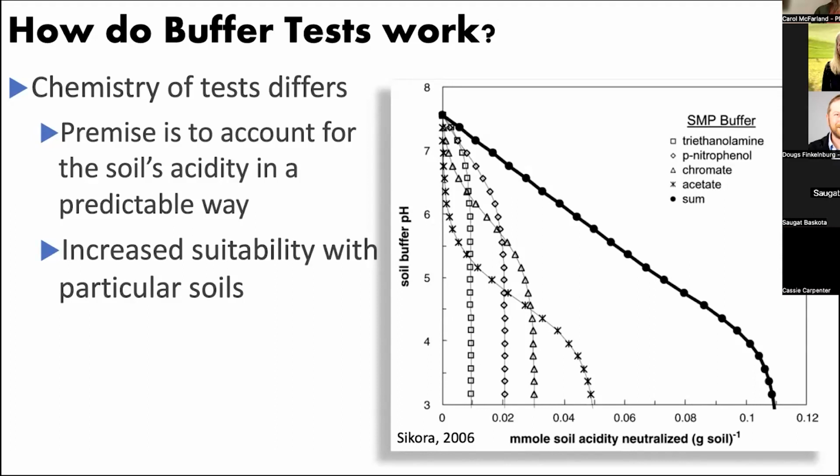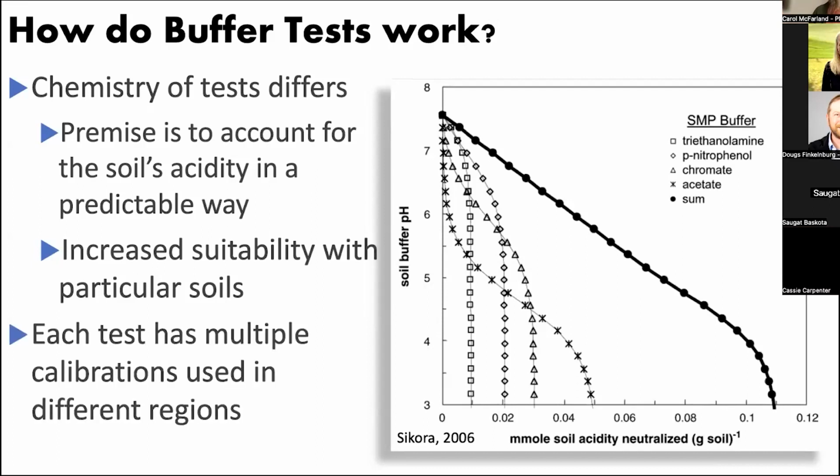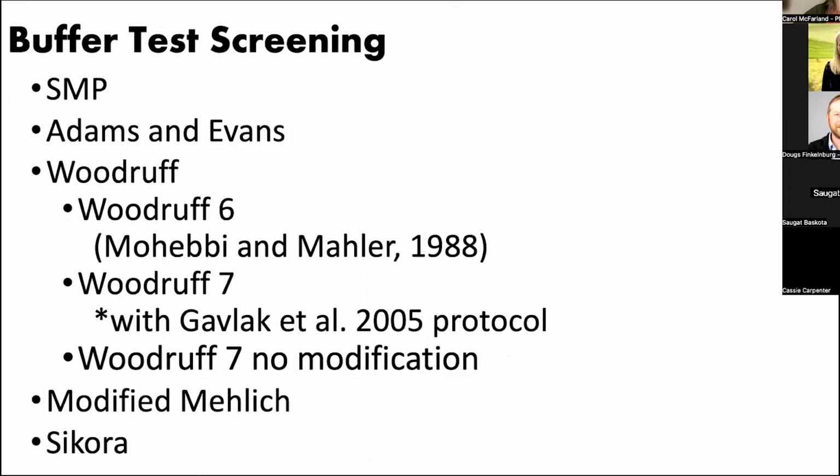So again, because that chemistry differs, that's part of the increased suitability with certain soils, where they were developed, and then how they subsequently get calibrated on a regional basis. So each test has those multiple calibrations that are used in different regions based on work like this.